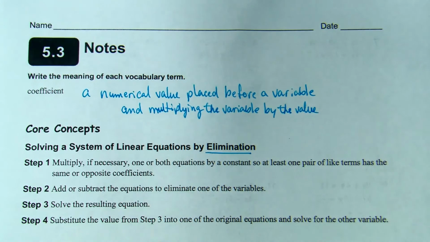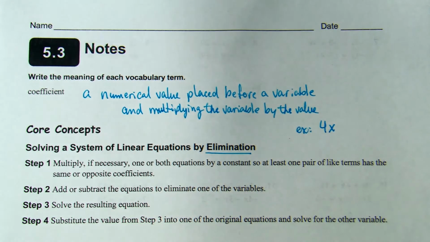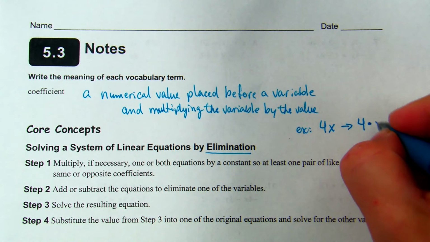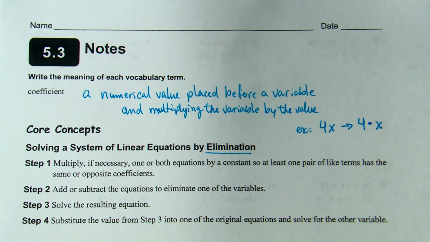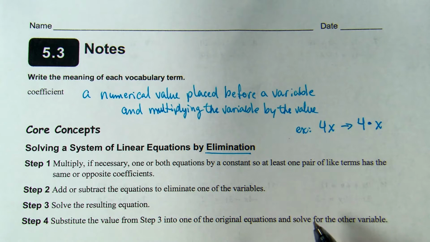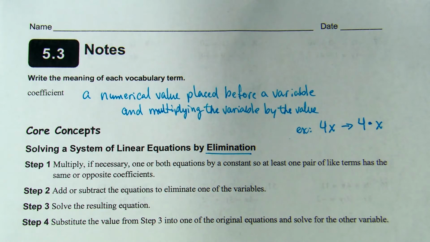As an example, we may have 4x. Well, it just simply means we're multiplying 4 times x. So 4 is the coefficient. It is a numerical value placed before the variable x, and it multiplies the variable x, whatever x ends up being, by the value of 4. So that is the definition of coefficient that we're going to give it for today. That's going to be important to us as we move along because we're going to have to look at coefficients when we're doing the process of elimination with equations.